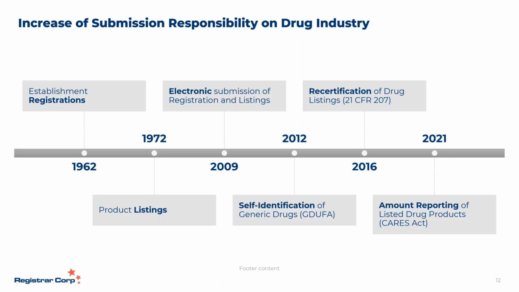Then in 1972, FDA added a new submission type, requiring manufacturers to file product listings. This helped the agency know what drugs were on the market. Then came the digital age in 2009, where these submissions moved to an electronic system.